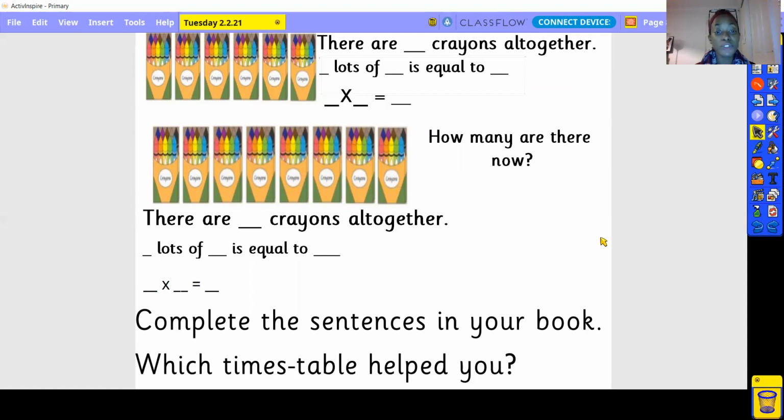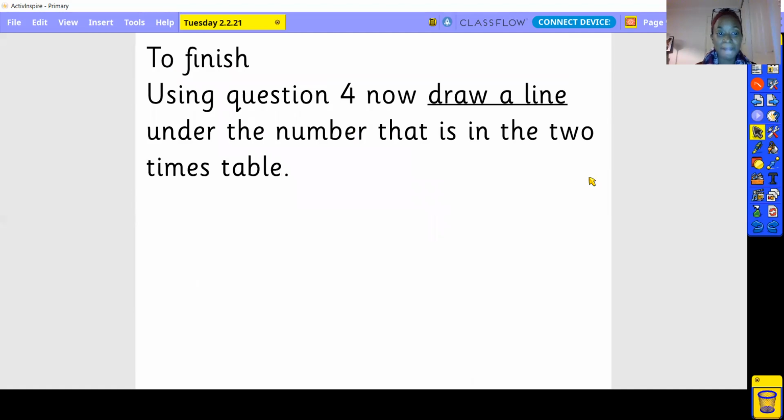Which times table helped you with this one? Do give it a go. To finish, using question 4 in your CGP books on page 29, draw a line under the number that is in the 2 times table. So I'll say that again. Go back to CGP book, using question 4, now draw a line under the number that is in the 2 times table. Good luck with that.